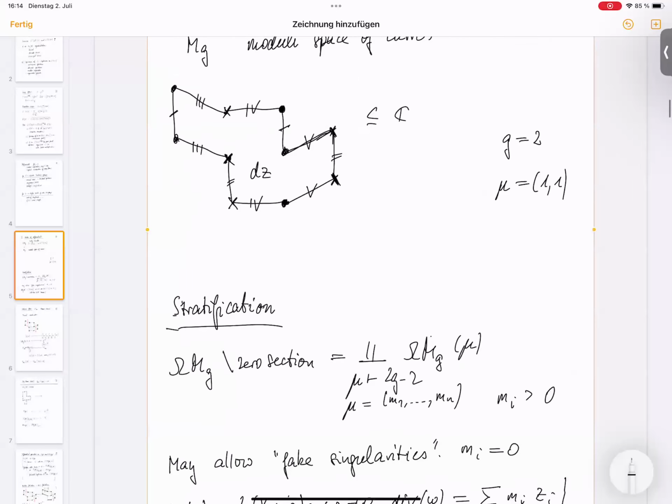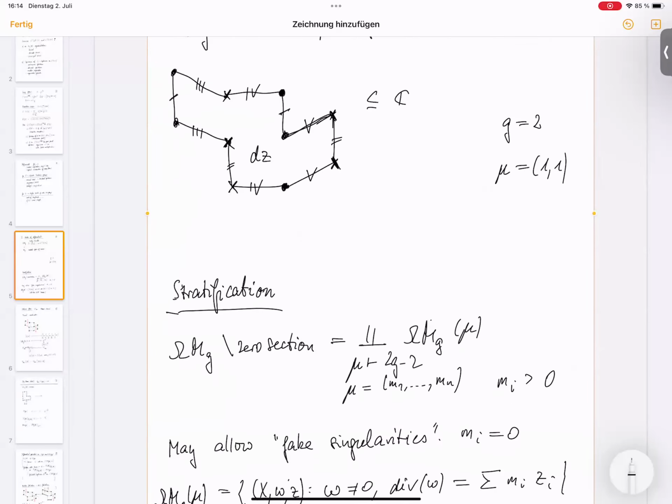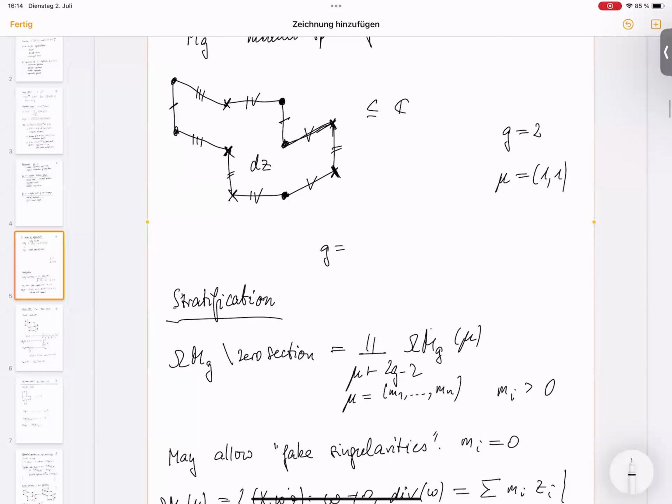So what actually happens here is that the space Omega M_g, the total space of the Hodge bundle, minus the 0 section where the differential omega is 0, decomposes into strata according to the number and multiplicities of the zeros. So in genus 2, there are two possibilities. We can either have a double zero, or we can have two simple zeros. These are the only two partitions of the number 2.